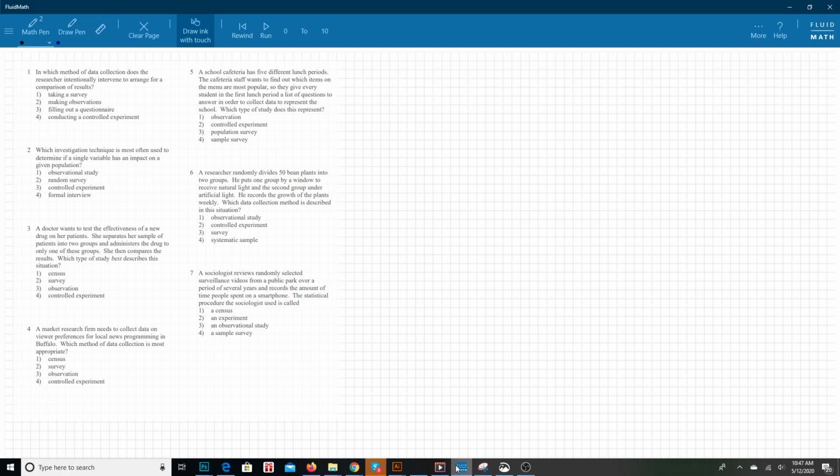So 6 says a researcher randomly divides 50 bean plants into 2 groups. He puts one group by a window to receive natural light and the second group under artificial light. He records the growth of the plants weekly. Which data collection method is described in this situation?